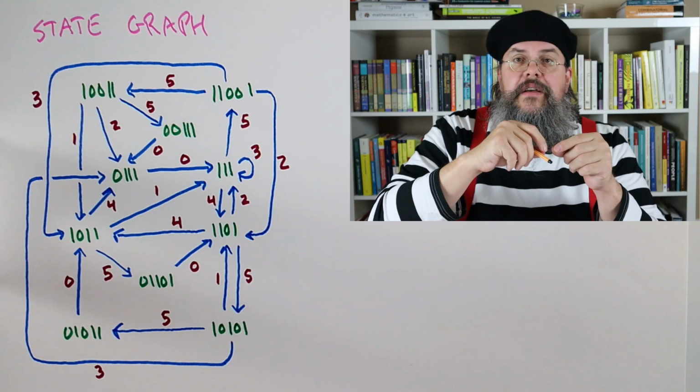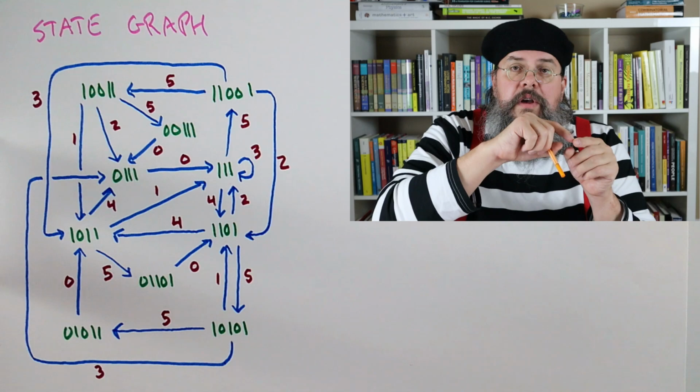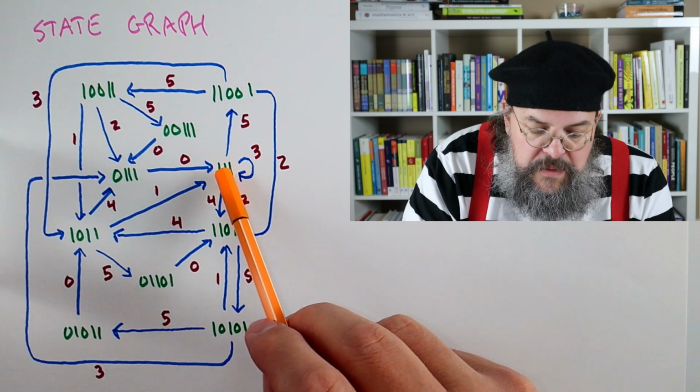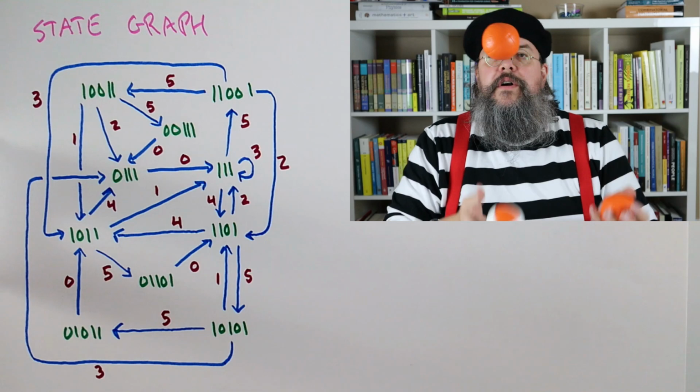Now, there are some very easy ones. See this little tiny arrow here? That starts and stops at the same state, 111. Whenever you have something that starts and stops at the same state, you just read the numbers on the arrows you used, and that will form a pattern. So here, this would be the pattern 3. Great. That pattern is the one we started with. That's the three-ball cascade. So just that one little loop represents that pattern.